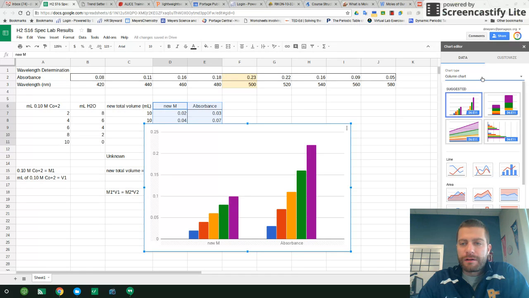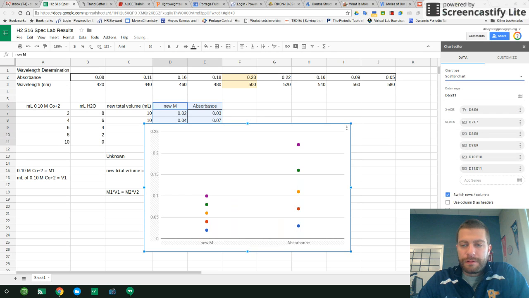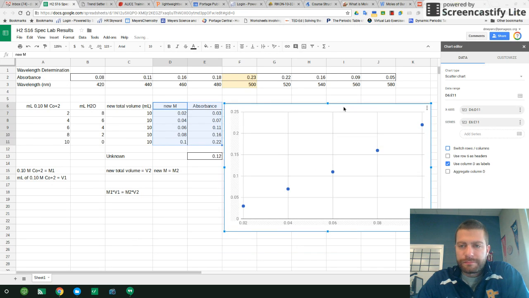And for chart type, I want a scatter plot. I'm going to use row 6 as labels. And we get something like this, which actually looks pretty darn good. Okay, so here is my graph. I'm going to go to customize now.